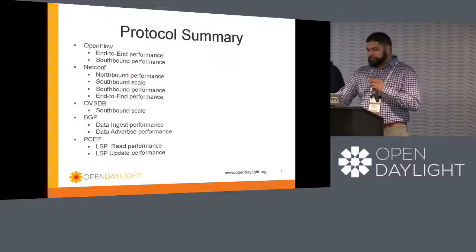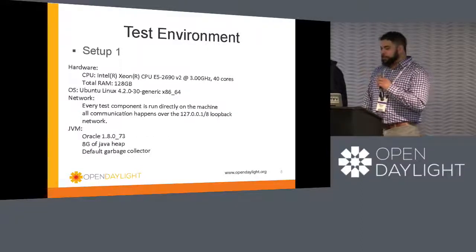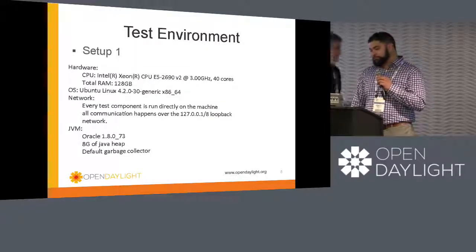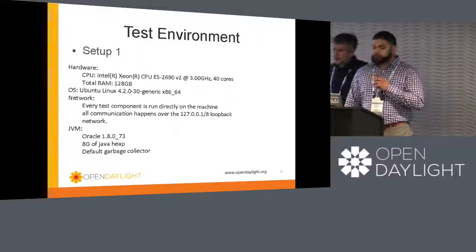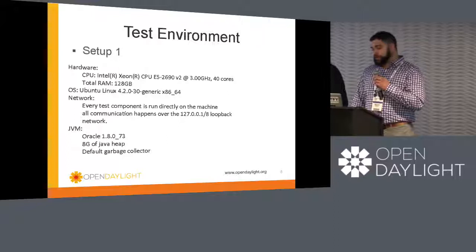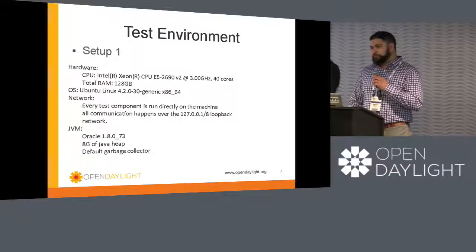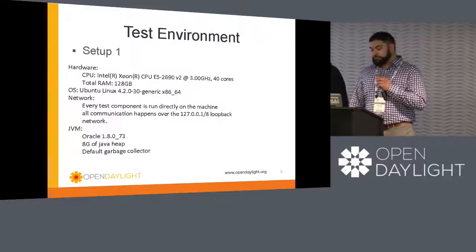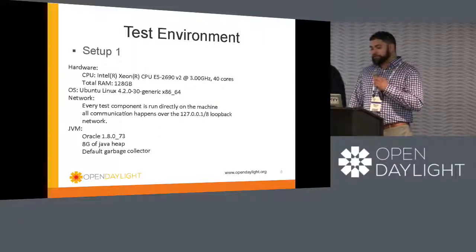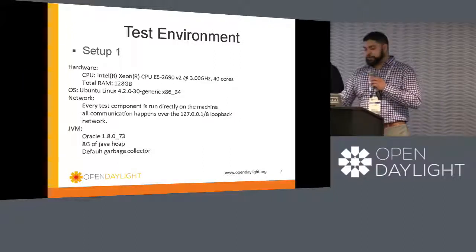I'll go into the next slide, which is the test environment. For the first setup, we had an Intel Xeon CPU, E5-2690. We had 40 cores, 128 gigs of RAM. We ran all these tests on Ubuntu. The network really wasn't used in most of these tests because they were running over local communication over loopback, so the network cards didn't really factor into the tests. The JVM we were using was Oracle, with 8 gigs of Java heap and the default garbage collector. So this is our first test environment.